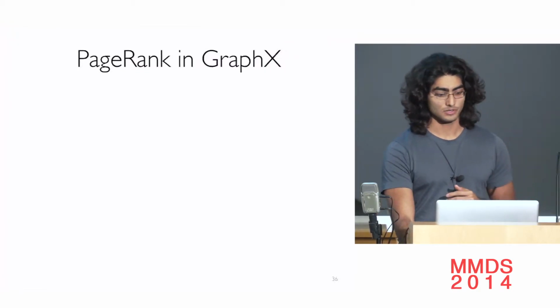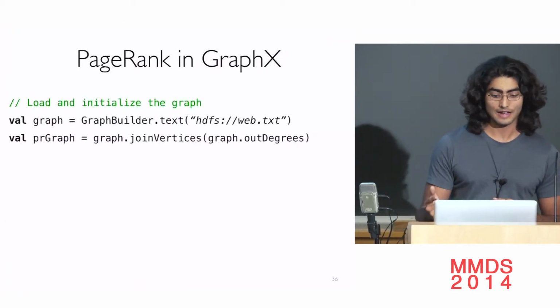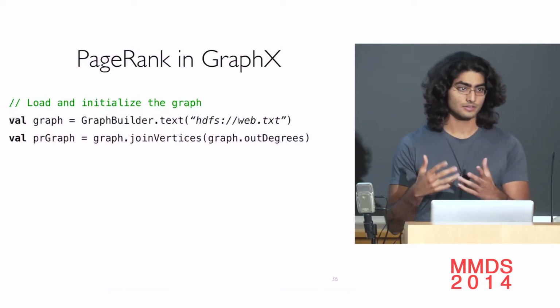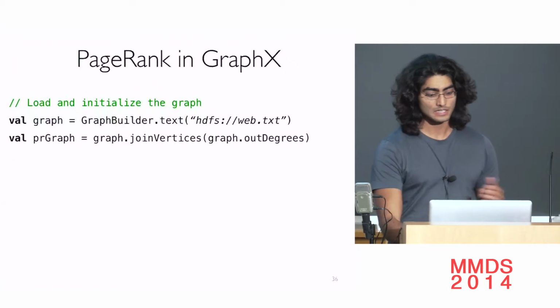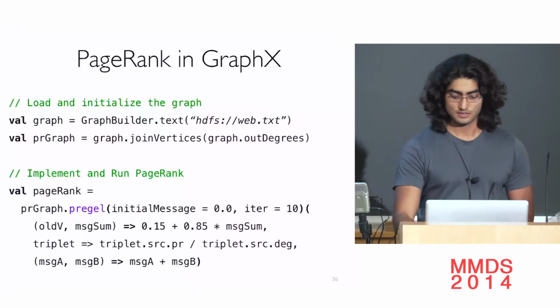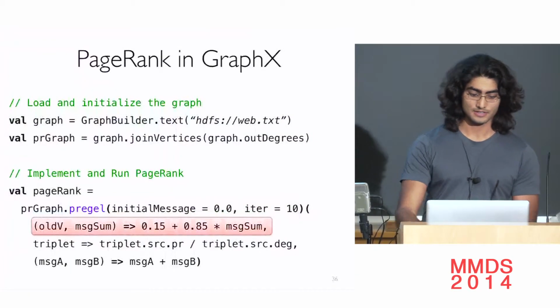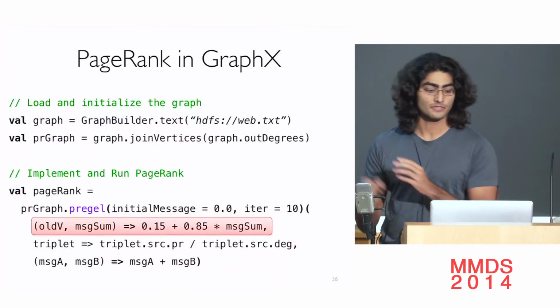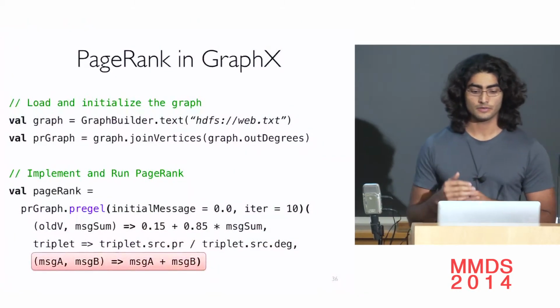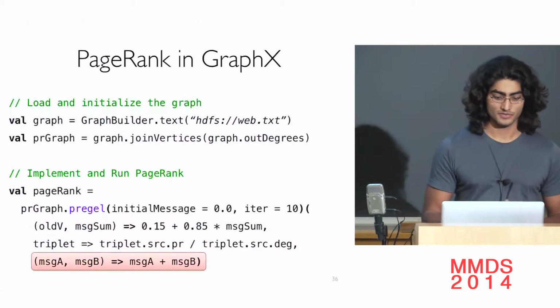All right, so here's what it looks like to use GraphX end-to-end. If we were trying to write PageRank, for example, in GraphX, we would first load the graph and get the out degrees of each vertex just to set the edge weights. And then second, we would run Pregel with the three functions. So there's the vertex update function, the message sending function, and the combiner. And also we could give it things like initial message and number of iterations.